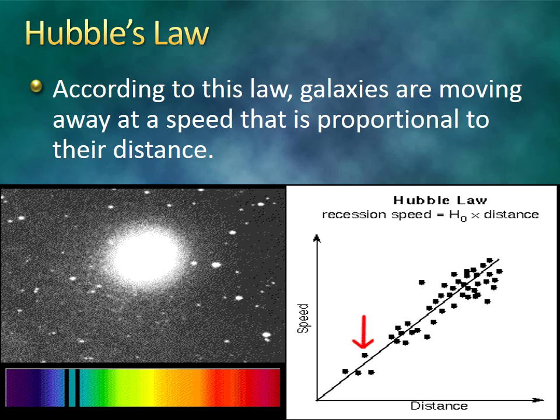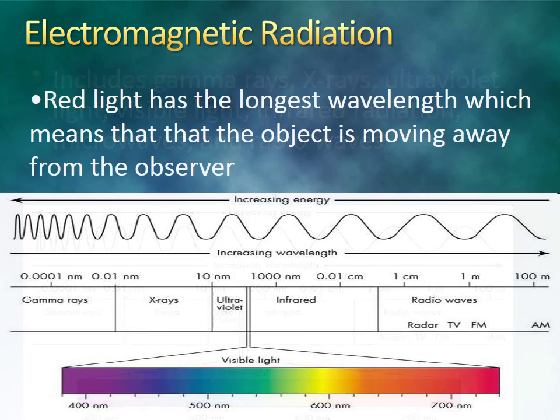And since we're dealing with light, the light of different galaxies, the light of stars, we're able to look at the electromagnetic spectrum, look at different wavelengths to tell whether objects are moving towards or away from Earth. Red light has the longest wavelength. So if you're looking at the same diagram from the last slide, look at the very top where you see the words increasing energy and look at the actual squiggly lines. Those squiggly lines are the wavelengths.